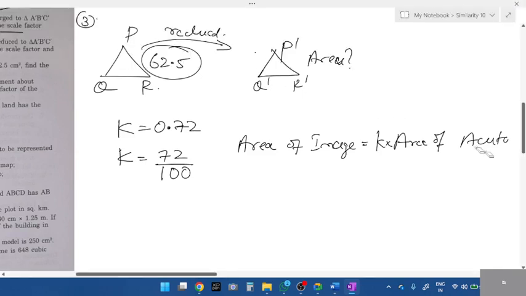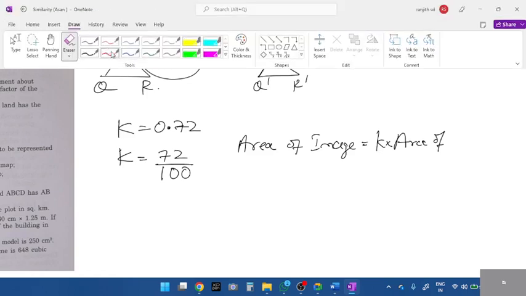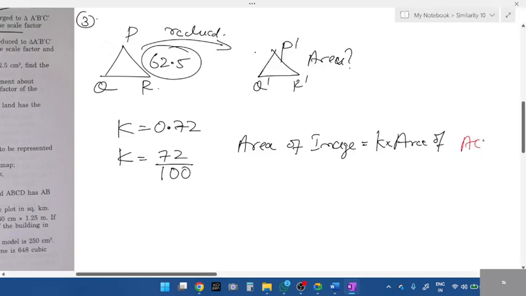Complete it. All of you will find the area, students. Be quick. All this is a very simple question. Tomorrow what we are going to solve, that is a bit tough. Area of image is not given. We need to find. K value is 72 by 100 into area of actual image. What is area of actual image? How do you convert 62.5? 625 divided by how much?